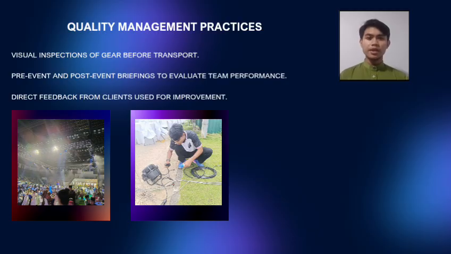Moving on to the next part in TQM, Quality Management Practice. First one, at Business Resources, how we practice this is, first, we make a visual inspection of gear before transport. Second, during pre-event and post-event, we brief our team about the performance or the event condition. And the last one is direct feedback from the client used for improvement, which means that after the event, we will ask for customer feedback so that we can improve from time to time.